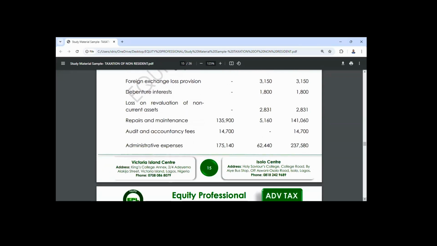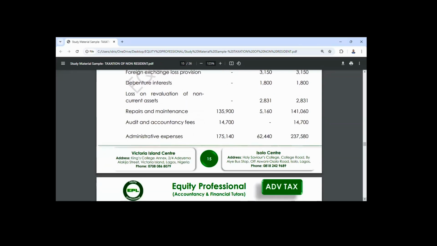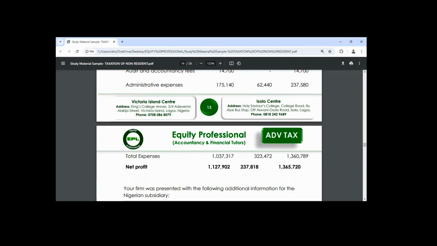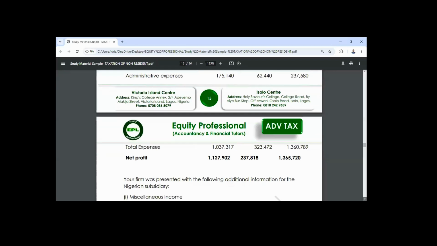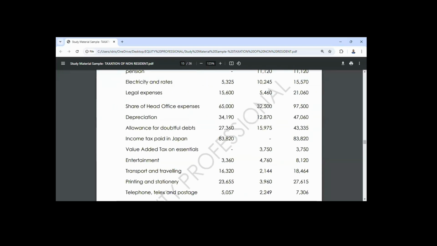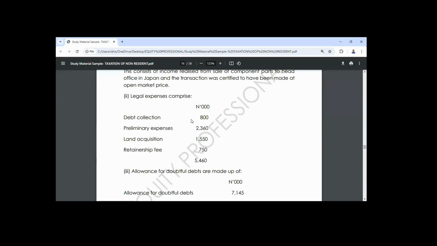Repair and maintenance is allowed if there is no notes. Audit and accounting fee is allowed. Administrative fee is allowed if there is no notes. So now let's go to the notes of some of those items of expenses, some of the breakdown of the item, like legal expenses that we have in this question. Look at the legal expenses, 55460. They give us the breakdown of it. That means part of it is allowed, part of it is not allowed. Legal expenses comprises of debt collection, preliminary expenses, land acquisition, retainership fee. Out of these four items, which one is allowed, which one is not allowed?